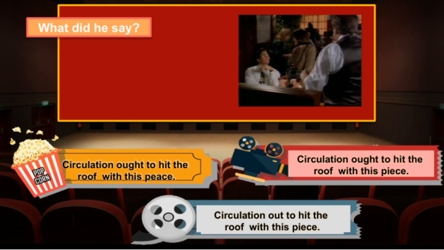Then we have a similar phrase, circulation out to hit the roof with this piece. The slight variation emphasizes the outward spread, getting this piece out there as far and wide as possible. And finally, there's a clever twist. Circulation ought to hit the roof with this piece. Here, we're playing on the word piece instead of peace. It's a pun, implying that not only should the circulation be huge, but perhaps this particular message or idea should bring about a sense of peace or calm.